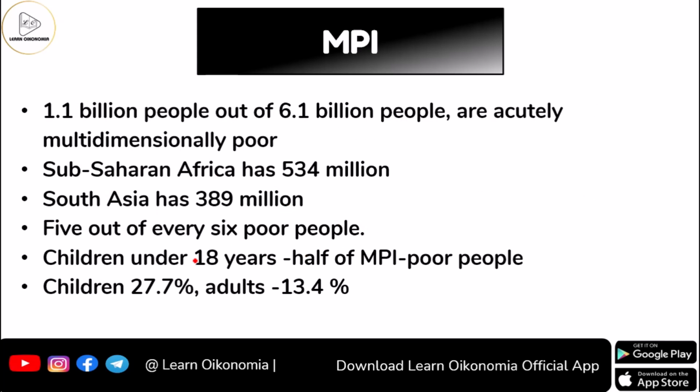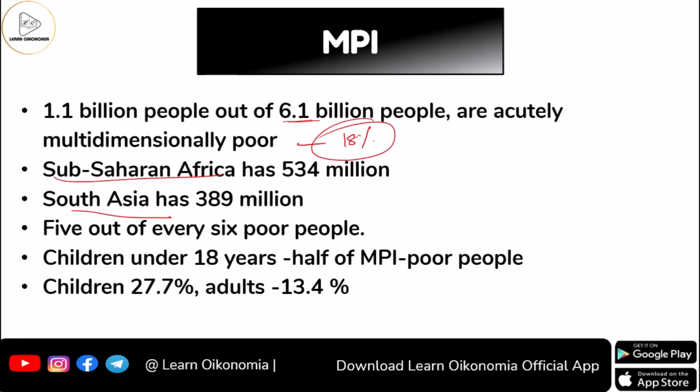So let's give some global scenario. 1.1 billion people out of 6.1 billion people are acutely multidimensionally poor. So that means an 18% group are acutely multidimensionally poor. And here comes the role of Sub-Saharan Africa and South Asia, which take into consideration 5 out of every 6 people in these regions who are multidimensionally poor.